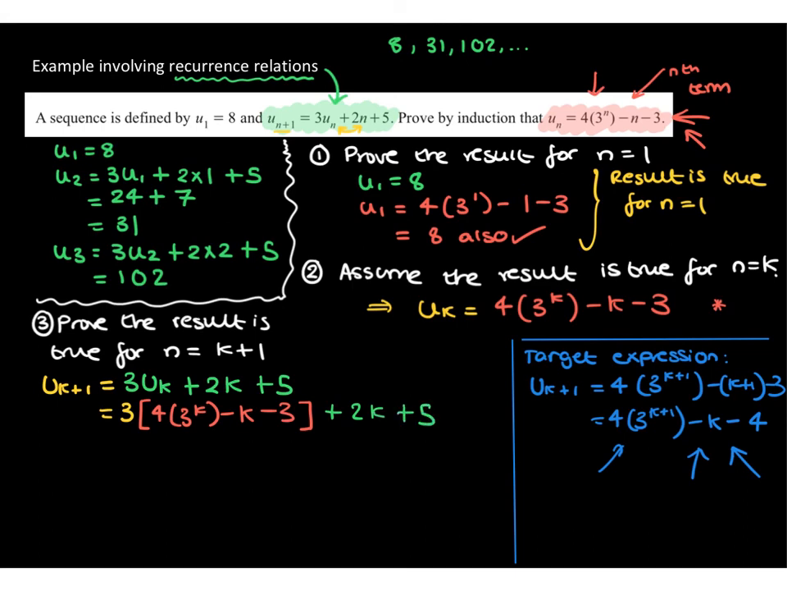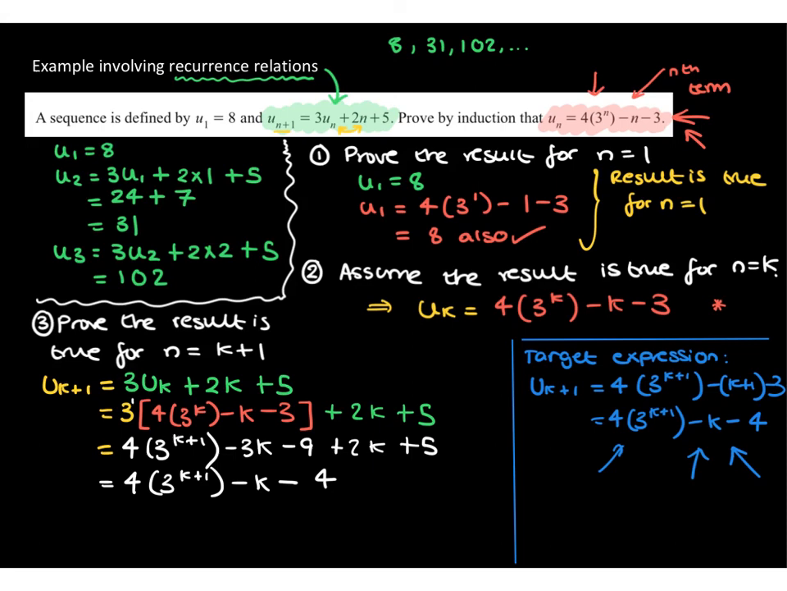Let's simplify. Now, you can spot straight away, let's leave the red 4 alone, 3 to the 1 multiplied by 3 to the k gives me the 3 to the k plus 1 that I need. Minus 3k minus 9 plus 2k plus 5. And then we are pretty much there. So let's just tidy this up. So minus k minus 4. This is the target result.